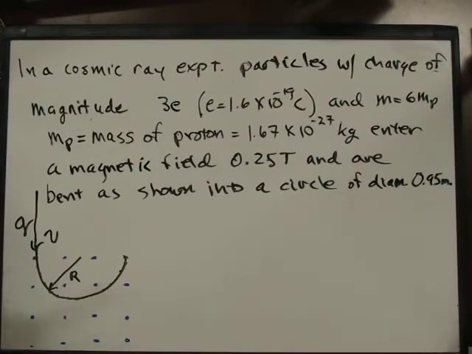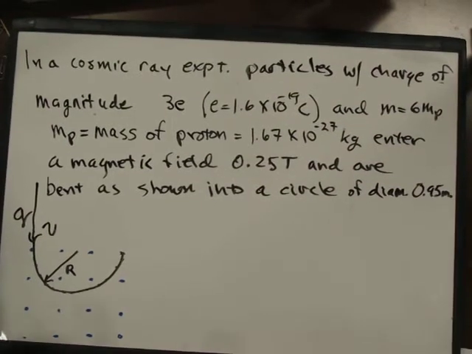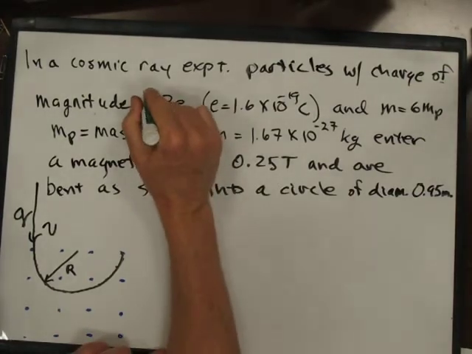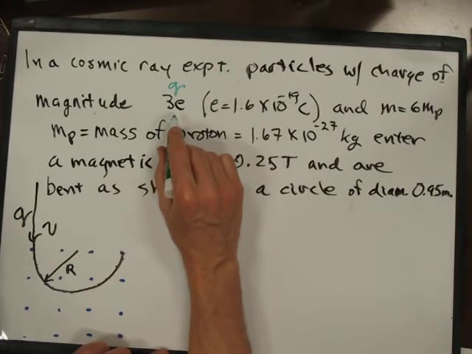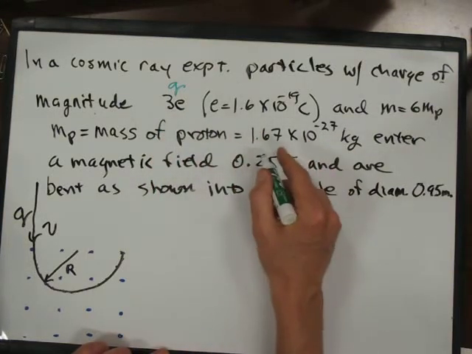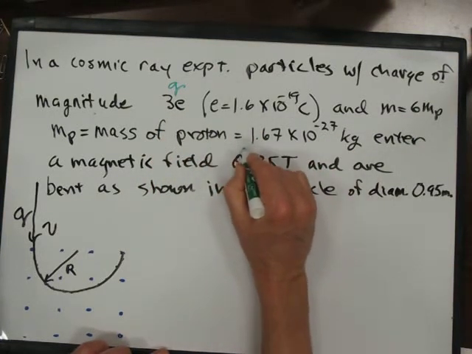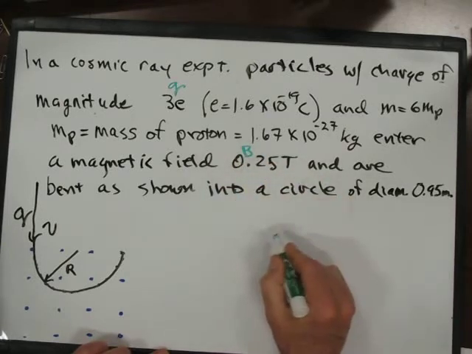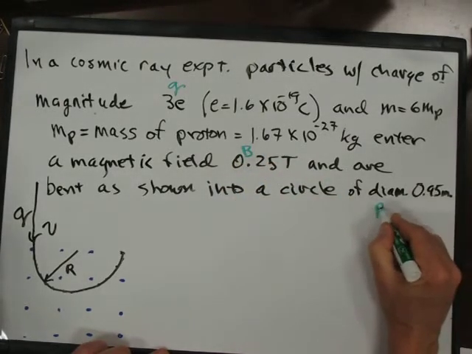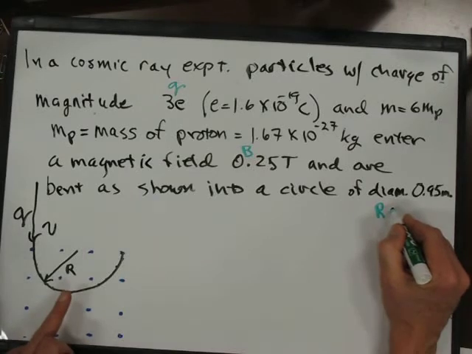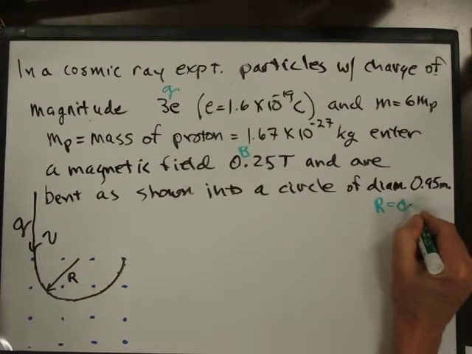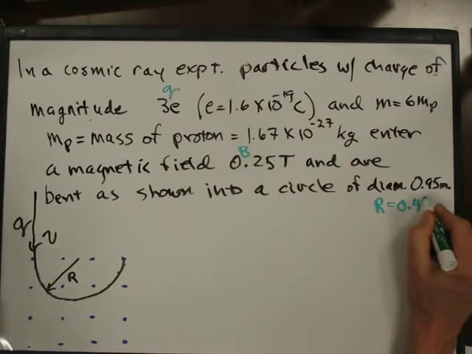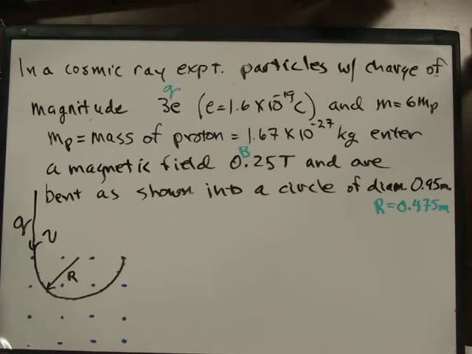And so if we fill out some of this stuff, we can see this is my Q here, or at least the magnitude of Q. Q could be positive or negative, right? There's my mass. This is my B, 0.25 Tesla, and my radius over here, which is the radius of the circle, is 0.475 meters, something like that.